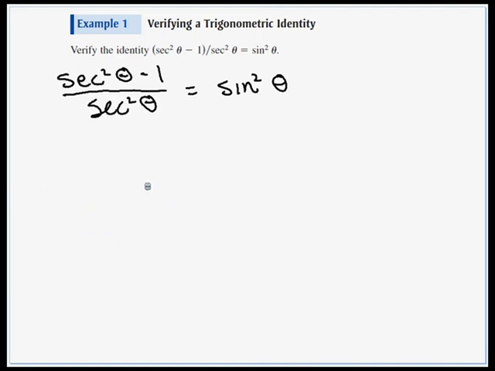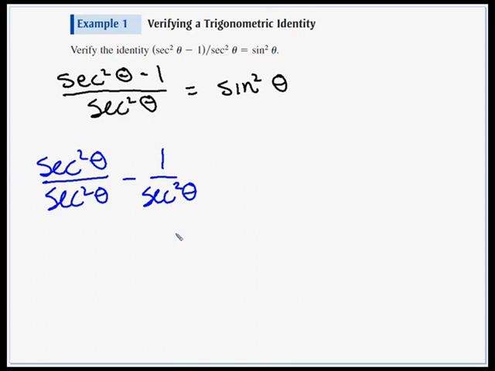Okay, is there another way to solve it? Well, sure there is. Another way to look at this, when we have a single denominator and a two-term numerator, break it up. So my first term is secant squared, and I'm going to put that over the denominator, secant squared. Minus 1 is my second term, and I'm going to put that over the same denominator, secant squared. So it's secant squared over secant squared is 1, minus 1 over secant squared.